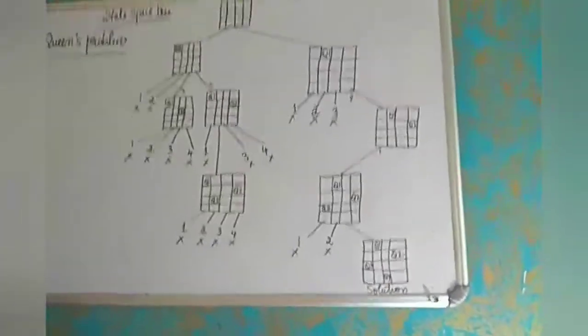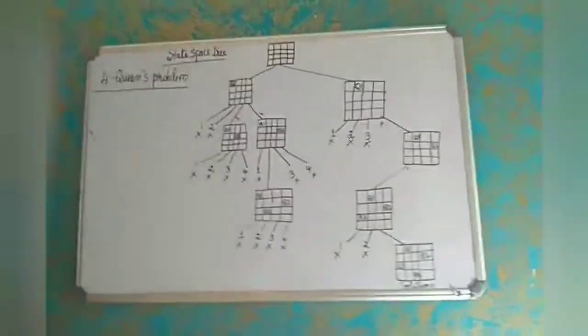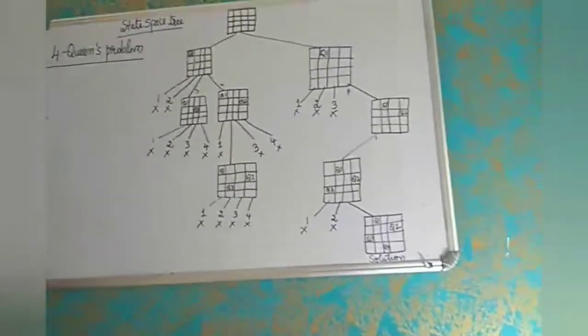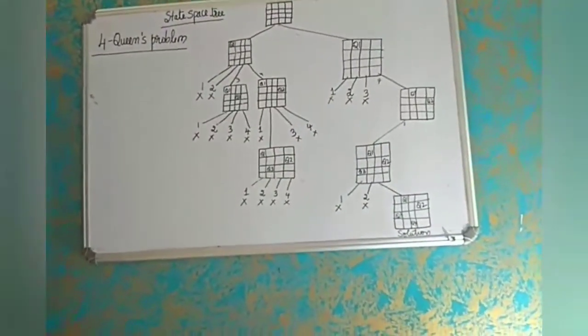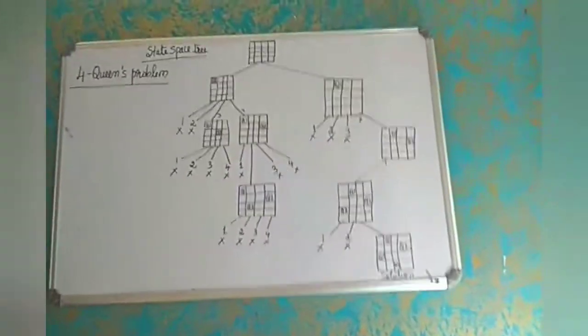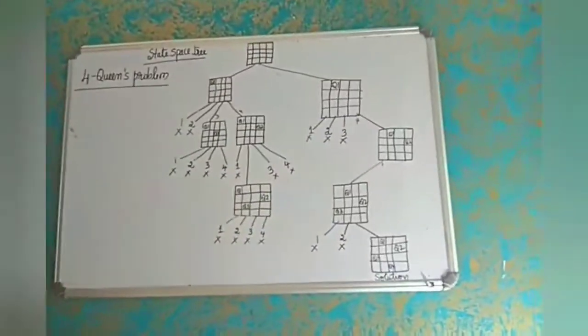So now you see that we have satisfied all the requirements of the problem. That is, we were supposed to place 4 queens in the 4x4 chessboard such that the queens do not attack each other.